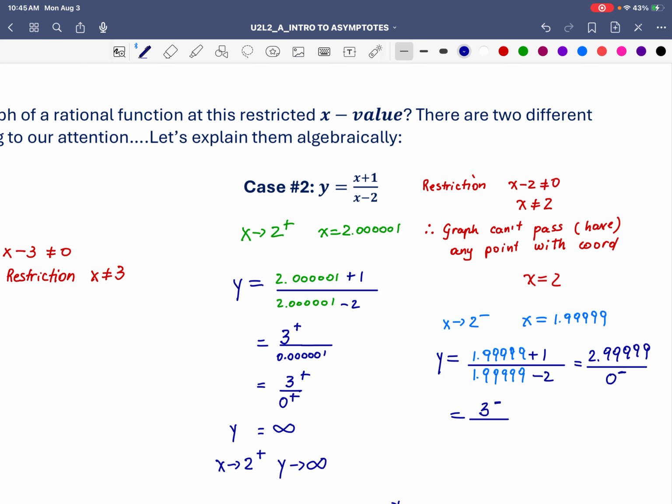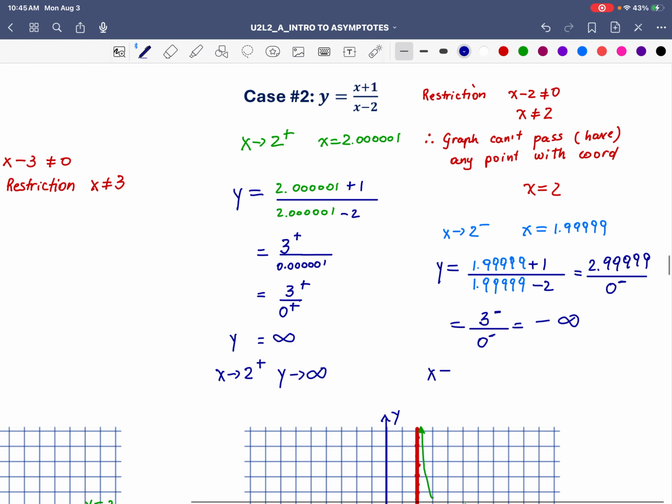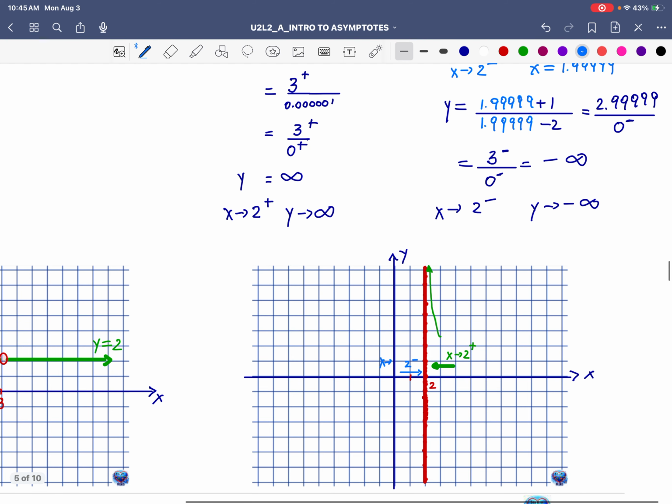So having a 3 minus divided by a 0 minus means that the answer is going to be negative infinity. So we'll say that when x is approaching 2 from the left-hand side, the y values will approach negative infinity. And that tells us that the graph of the function is going all the way down.